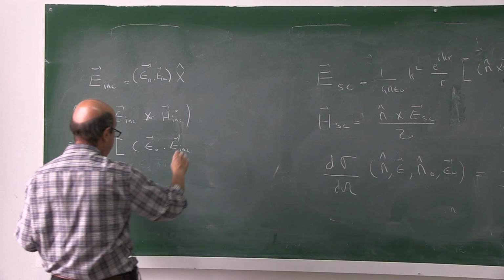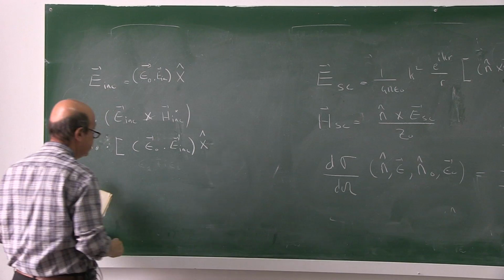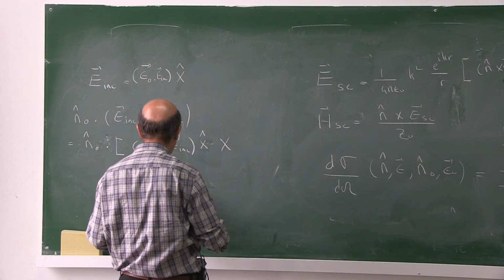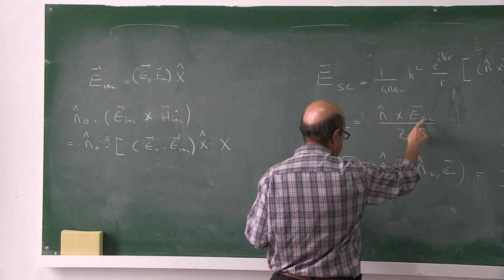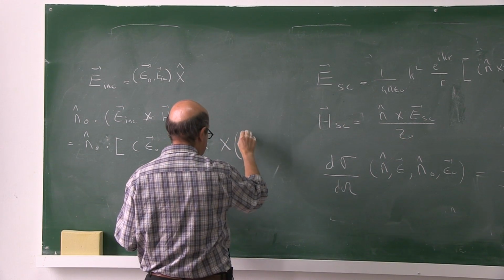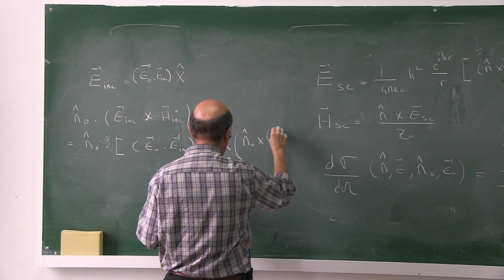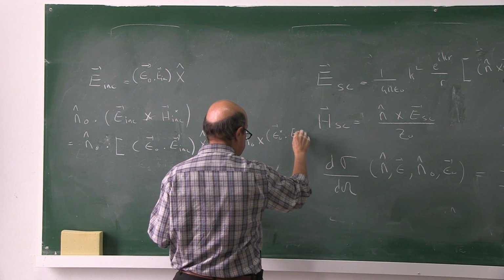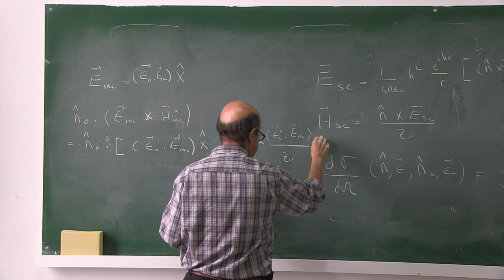Actually, yes, along any arbitrary x, cross product H. What is H? H is n0 cross E incident over impedance, so that will be n0 cross epsilon 0 complex conjugate dot E incident over Z0, along x hat.